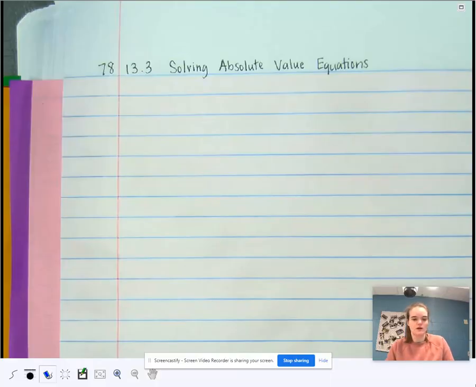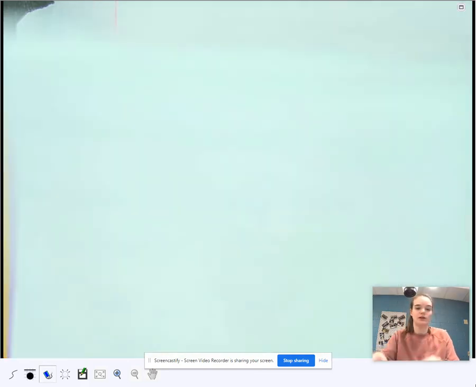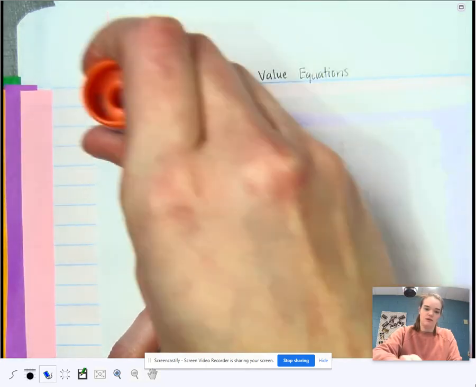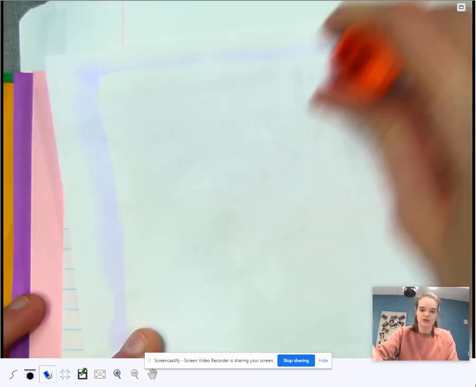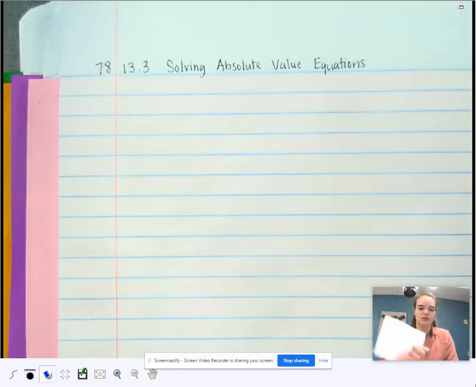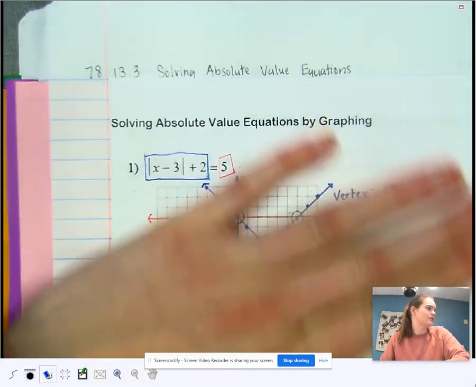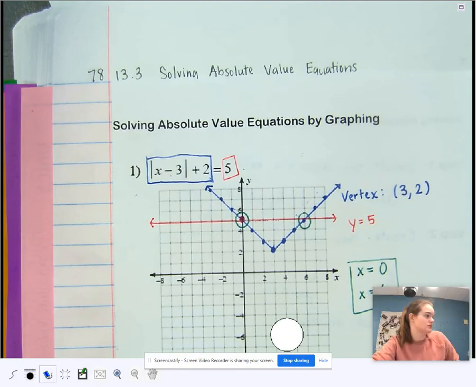All right, now that you have finished those notes, you need to take your foldable and glue it in on page 78. Go ahead and glue that in on 78. Once you glue that in, you're going to get started on whatever the assignment is on Google Classroom. And we will finish solving absolute value equations in the next video. I'll see you then.